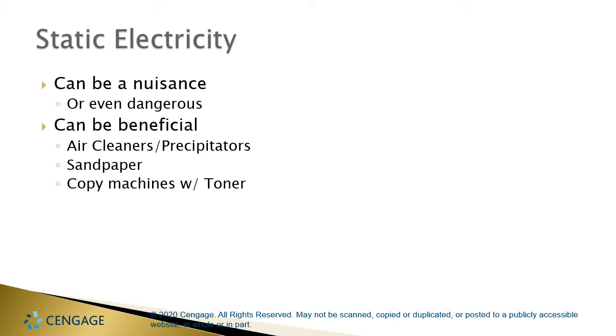Now, it turns out, though, that static electricity can be beneficial, and there are a few different processes that actually take advantage of it. Many air cleaners, particularly designed to remove dust from the environment and small particles, also referred to as precipitators, use static electricity. We'll show you that one. Sandpaper manufacturing uses static electricity. And if you've ever used a copy machine with toner, that's one where the static electricity is used to put the toner down in the specific parts where your copies are made.